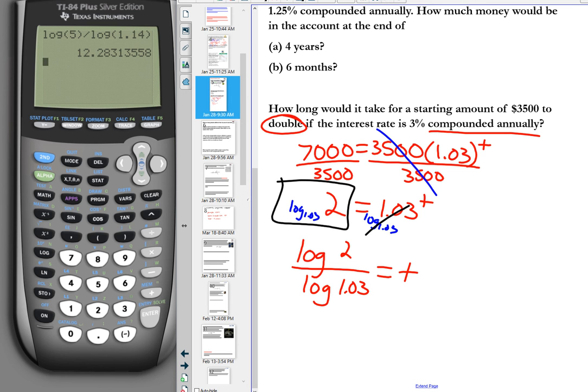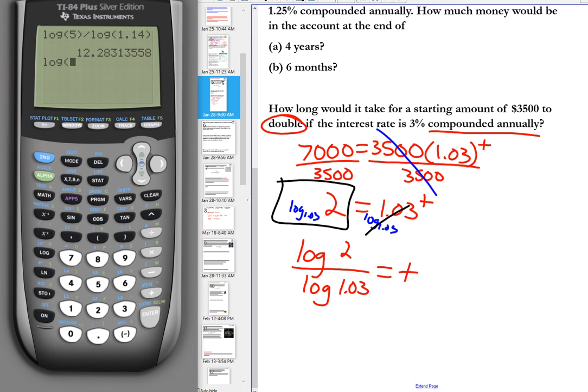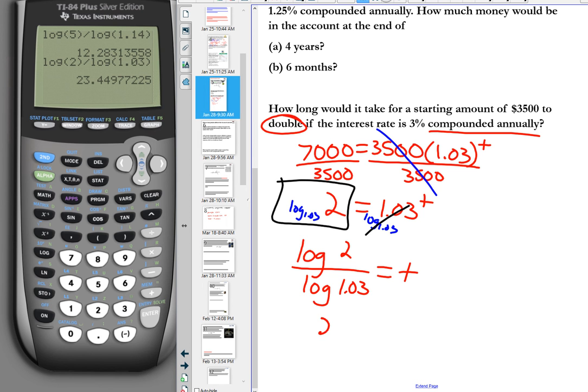In that case, log 2, you have to close the parentheses. If you have something like this on the screen and leave that parenthesis open, you get the wrong answer. Divided by log 1.03. The number you should be getting is about 23.45. What was my unit of time here? Years. It didn't tell me where to round, so this would be around 23 and a half years.